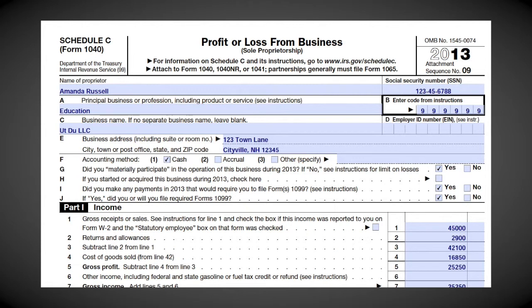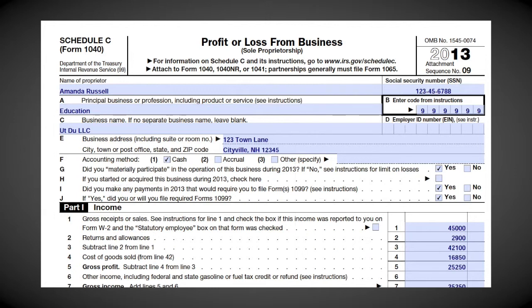The next question asks if you, the owner, materially participated in the business. There is detailed qualifying criteria to determine this, but in general it is asking if you worked in the business. Most sole proprietors work full-time in their business and would answer yes, that they materially participate. If you do not materially participate, you may not be able to deduct losses from other income.